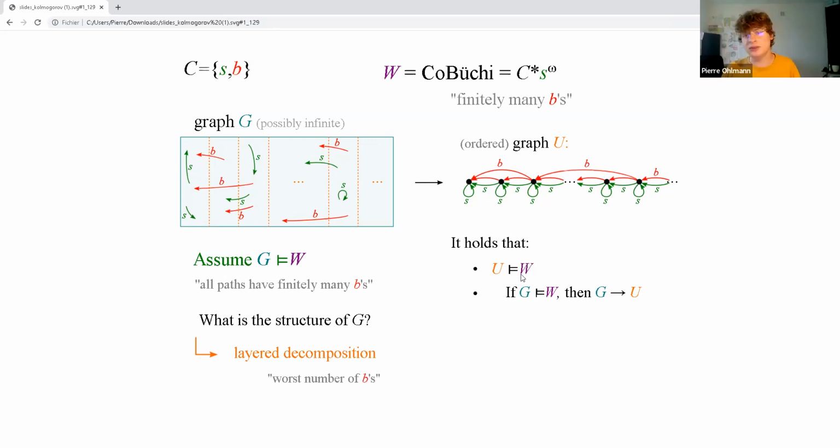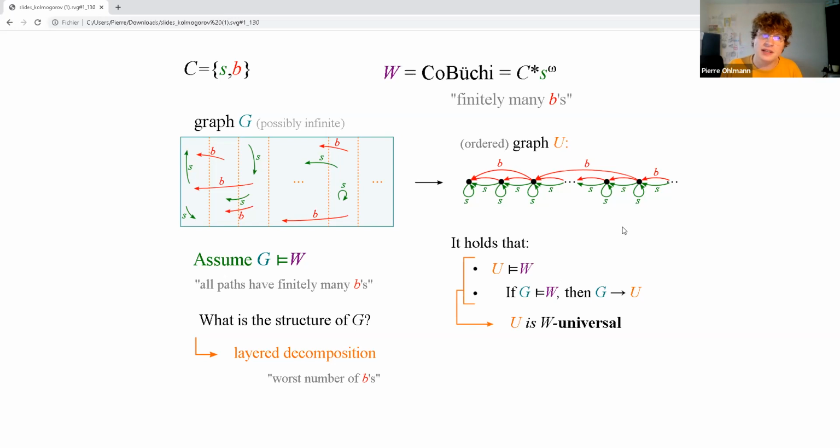Okay, so these two things exactly somehow restate what we said before. Yeah. It's like a compact way of saying this property. And this is what we call a W universal graph. Okay, so it's a graph that satisfies the objective and that embeds all the graphs satisfying the objective.